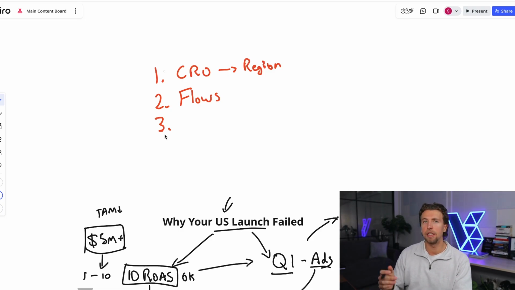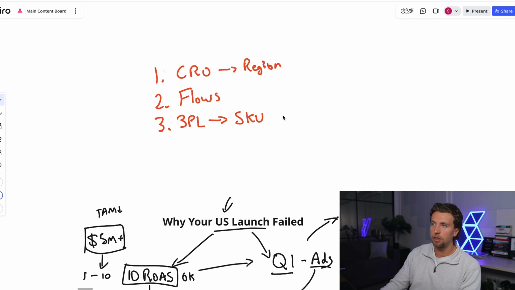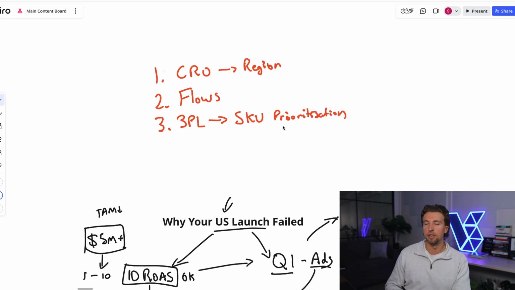Now, it makes sense, particularly if you're going to hold inventory locally within the US market. Okay, if you're going to use a 3PL, which is obviously very common now, with tariffs being introduced. Now, the issue that then follows is SKU prioritization and size curves. SKU prioritization and size curves. So size curves is pretty obvious.